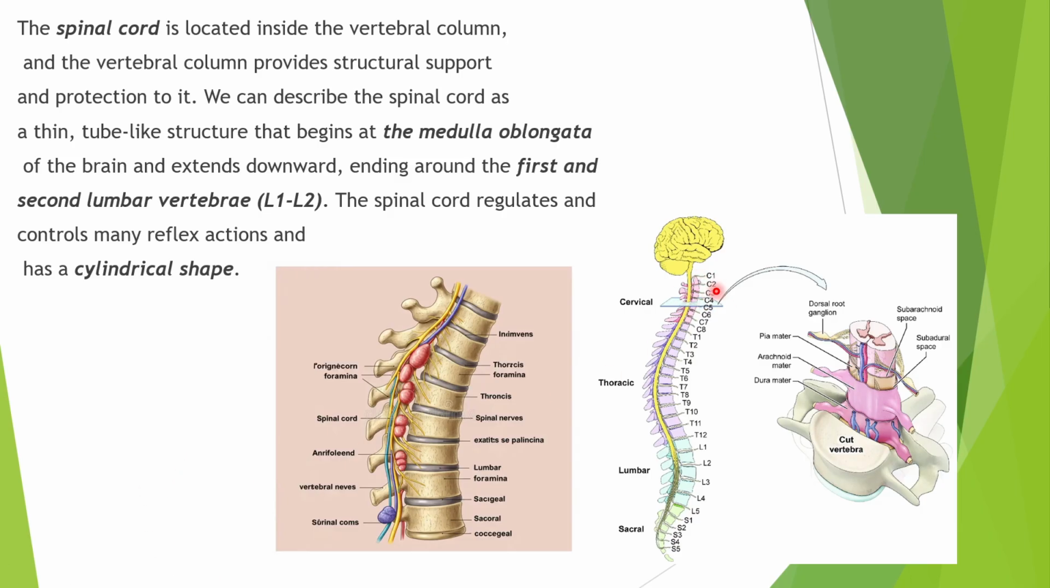Also there is cervical C1 to C7, T1 to T12, L1 to L5, S1 to S5. So this is the structure of the spinal cord. Okay. Coming to next.